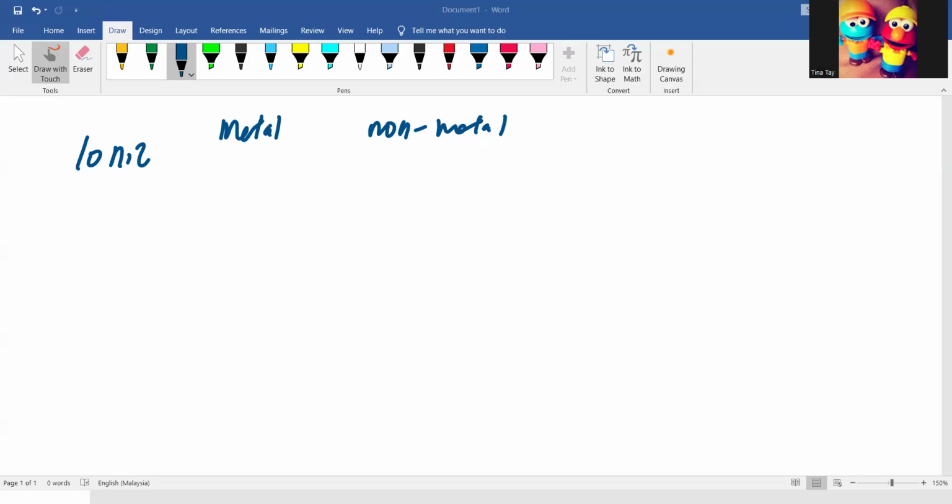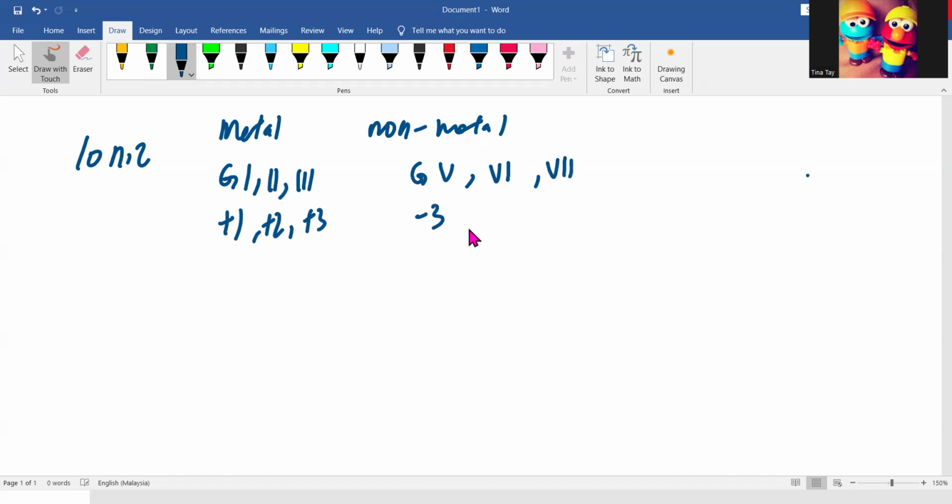Alright, so metal and non-metal. Metal, as we already know, is in group 1, 2, 3. So it will become positive 1, positive 2, positive 3 ions by releasing electrons. Non-metals are group 5, group 6, and group 7. They will receive electrons and become negative 3, negative 2, and negative 1.